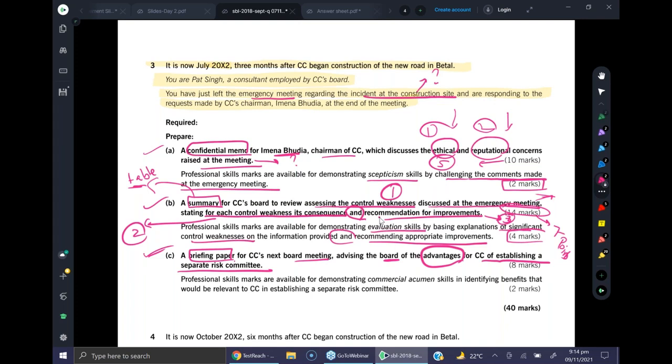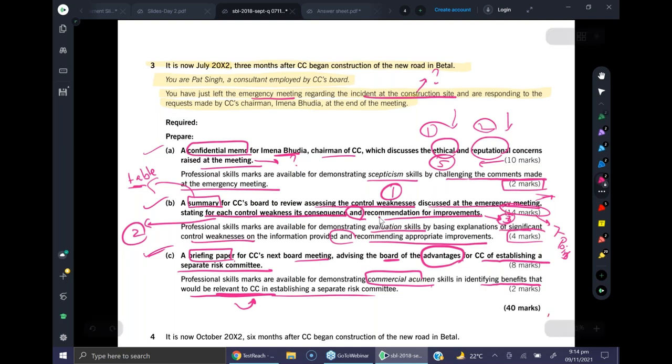Professional skills marks are available for commercial acumen in identifying benefits that would be relevant to CC in establishing a separate risk committee. So the examiner is kind of warning you not to write generic benefits of a risk committee, but to connect them to CC's scenario as much as you can. Sometimes you're able to make a good connection, sometimes you're not, but it balances out. Some points will be good, some points will not be that great. So the passing criteria is 50% because of that, right? But try your best with every point. 40 marks are available.